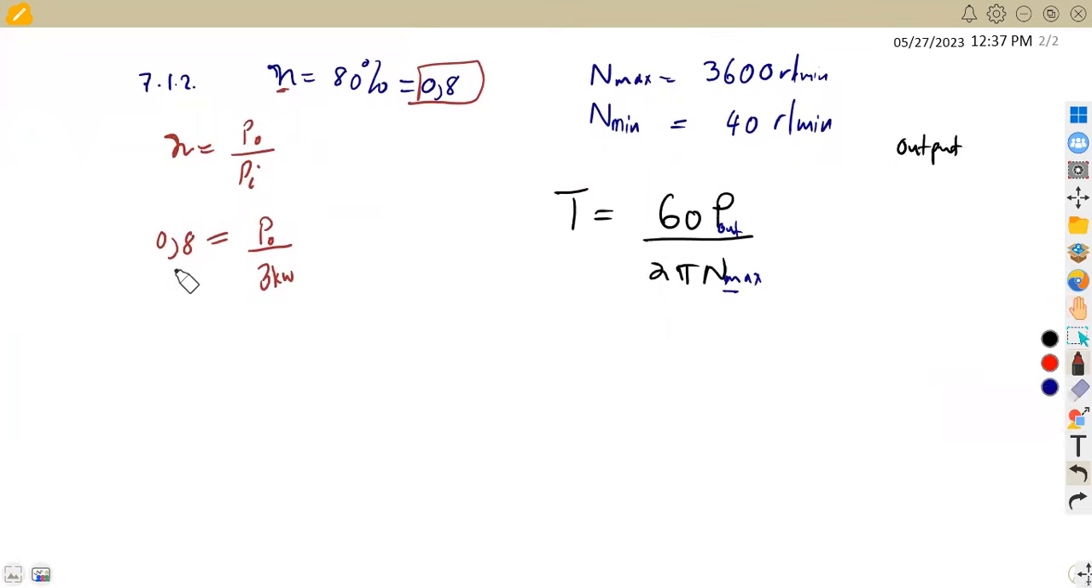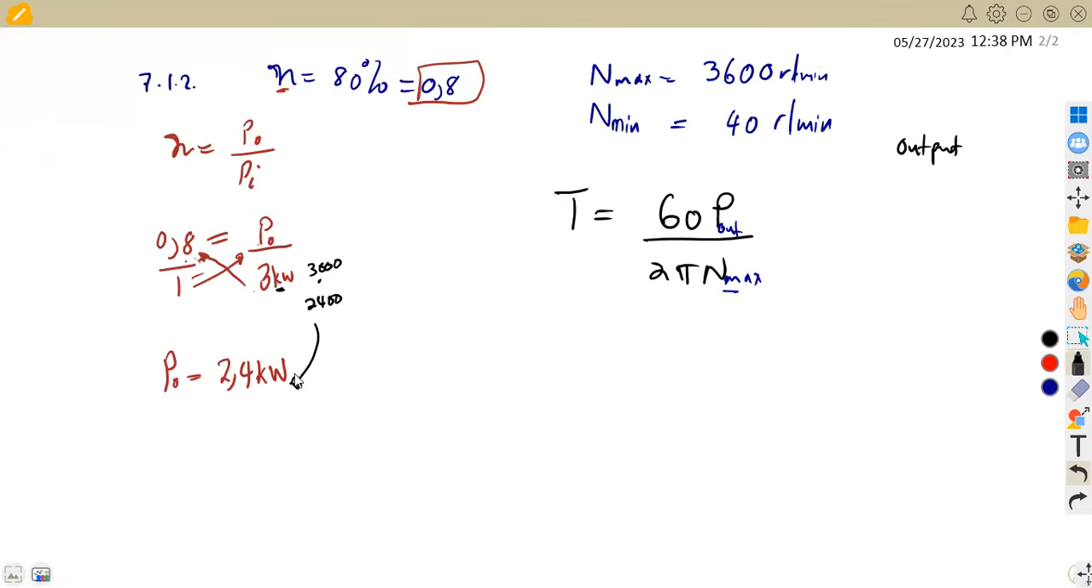So you can simply cross multiply, 1 times P out, that is P out is equal to 0.8 times 3, so it's 3 times 0.8, which is going to give us 2.4. So you're going to obtain 2.4 kilowatts. Or you can convert the kilowatts to watts, which is 3,000 watts. 3,000 times 0.8, which is going to be 2,400 watts, or just 2.4 kilowatts.